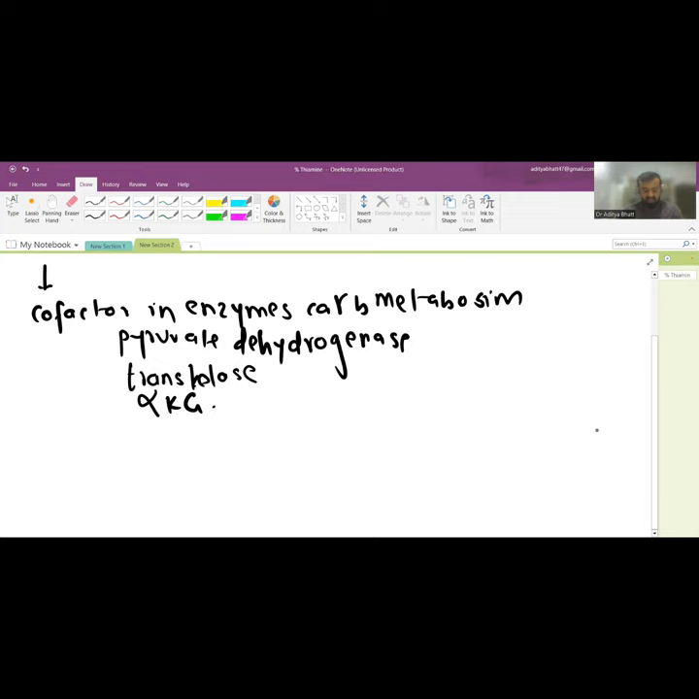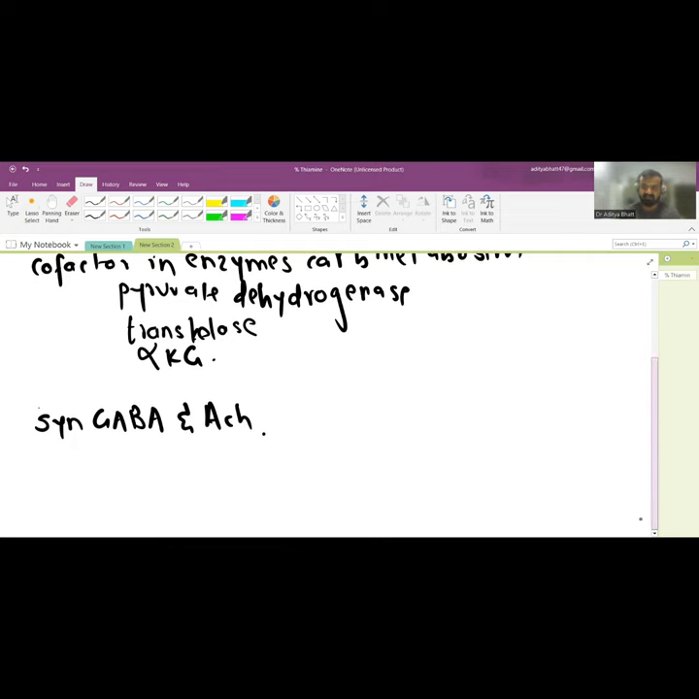And as you know, thiamine is also important for the synthesis of GABA and acetylcholine. So that is another mechanism. That is why in thiamine responsive epilepsy, there is abnormality in this GABA synthesis, and that is why thiamine is given to the patient as the treatment.